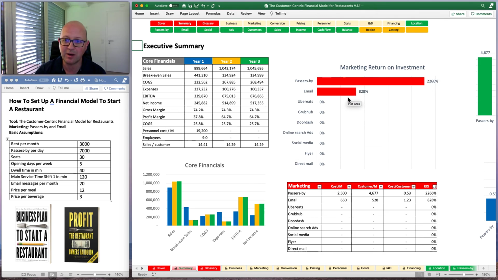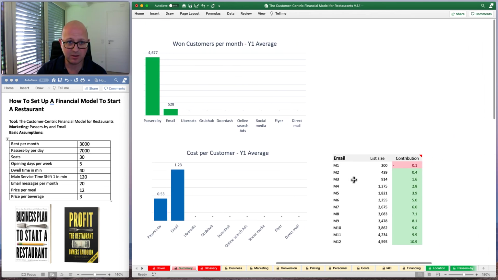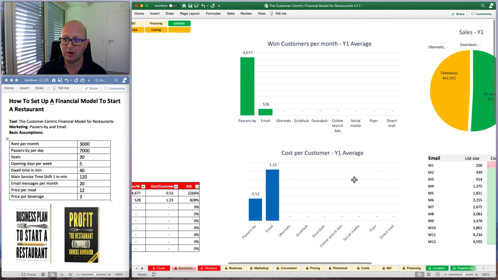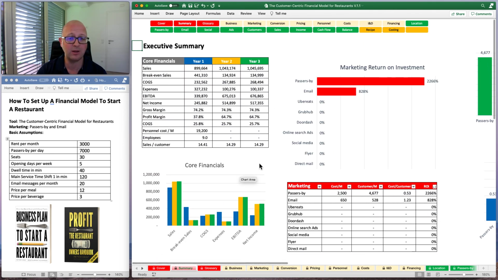You also see which marketing is the most profitable one. In our case, we see passers-by provide a 2,266% ROI, return on investment, email 828%. It's really worth it to calculate all the different marketing possibilities you have, because then you can focus the money you have for marketing on the most profitable one. And you get more insights: email marketing, how much do you make per customer, takeaway, on premises, and so on. I'm sure this is a very helpful and powerful tool.